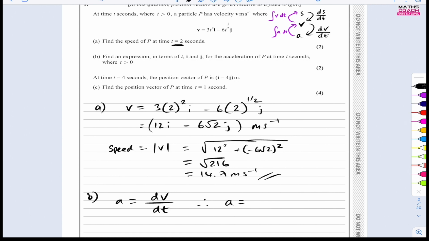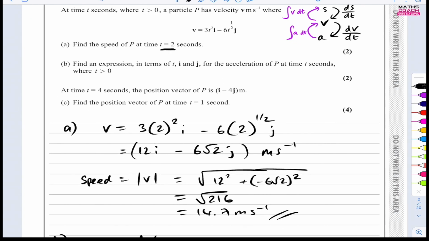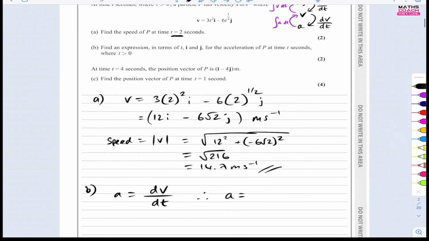So that, therefore, will be a is equal to, and now we're going to differentiate that. So that's going to be what? We bring down the power. So it's 3t squared at the moment. So we bring down the power, which is 6ti. And then on the second one, we bring down the half, the 6, we multiply. That gives us 3. So it's going to be minus 3t to the power of minus 1 over 2 j. Okay, so that's your acceleration in terms of i's and j's. Okay, that's your expression done.